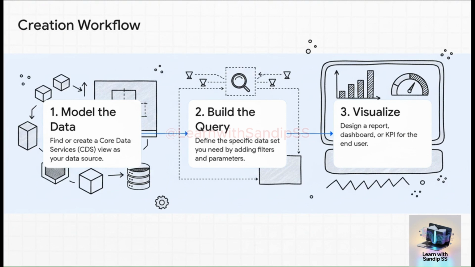First, you model the data. That means finding or creating the right CDS view. Second, you build a query to slice and dice that data into the specific set you need. And third, you design the visualization, the actual report or KPI that the user is going to see. So let's break each one down real quick.